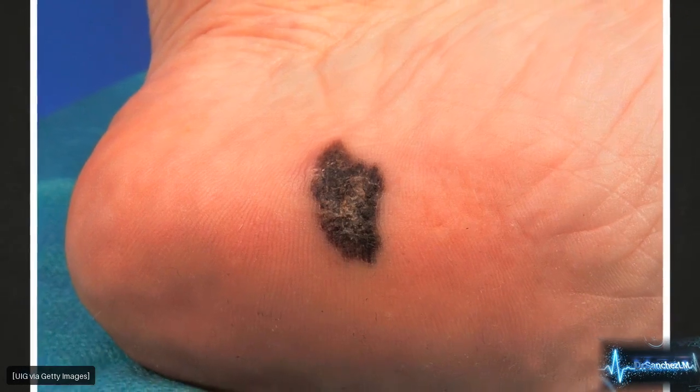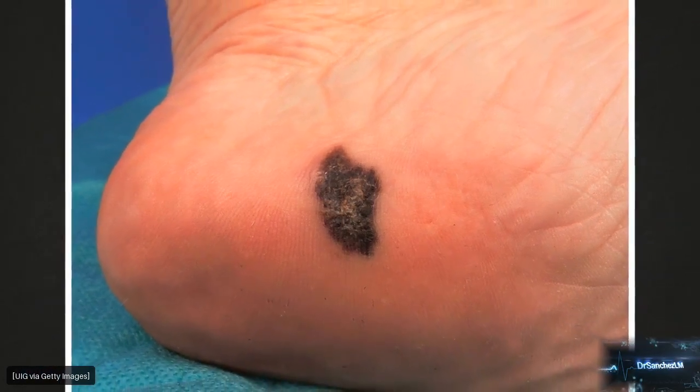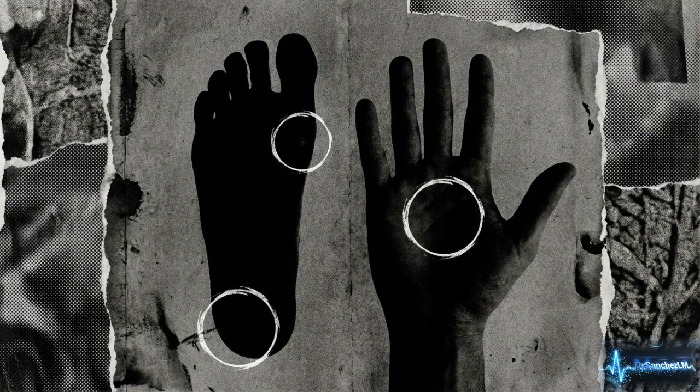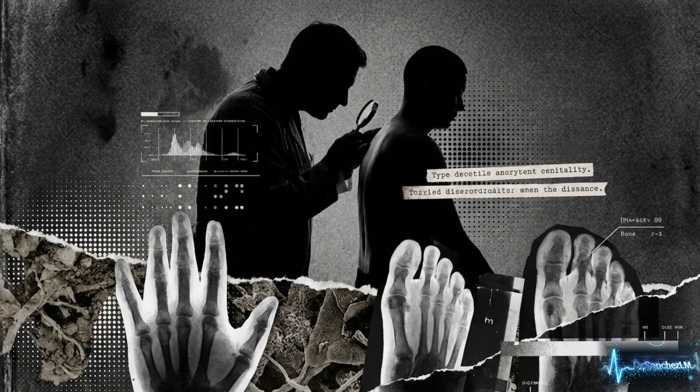A major driver of this disparity is a specific subtype called acral lentiginous melanoma. It frequently appears on the palms of the hands or the soles of the feet, areas that are easily overlooked during routine exams, especially on darker skin.